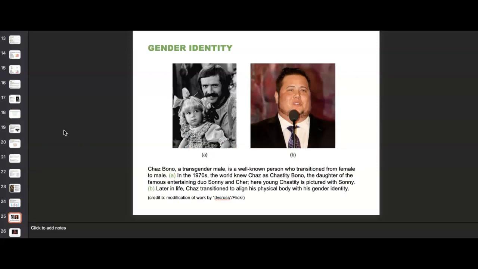Chaz Bono, a transgender male, is a well-known person who transitioned from female to male. In the 1970s, the world knew Chaz as Chastity Bono, the daughter of the famous entertaining duo Sonny and Cher. Here, young Chastity is pictured with her father Sonny. Later in life, Chaz transitioned to align his physical body with his gender identity of male.